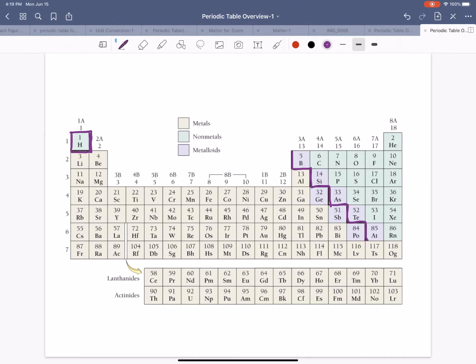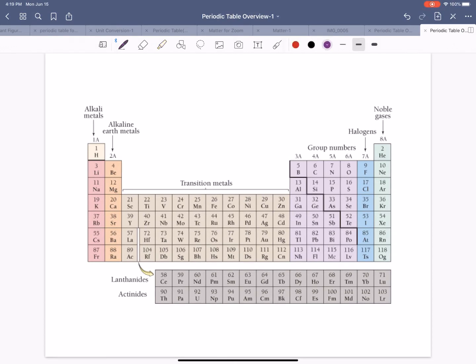And every element touching the stair-step line, except for aluminum, is sometimes considered to be a metalloid. So boron, silicon, germanium, arsenic, antimony, tellurium, polonium, and astatine can be considered to be metalloids. That's one way of looking at the periodic table.